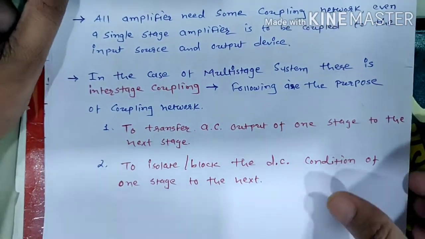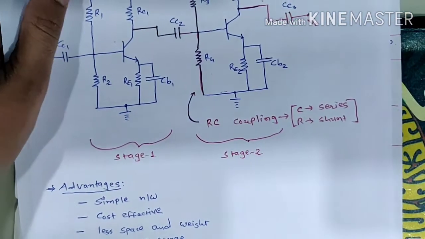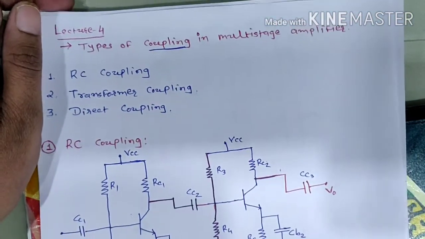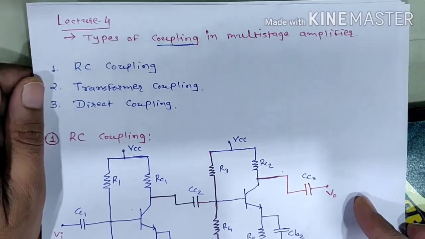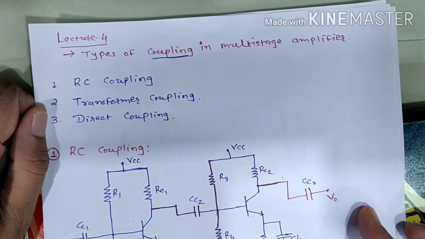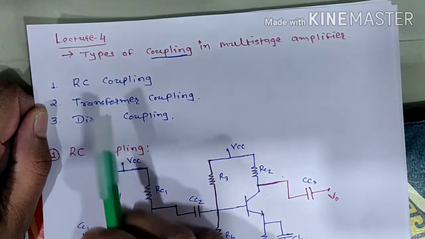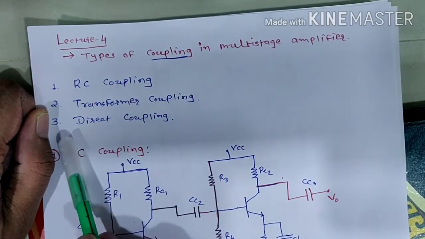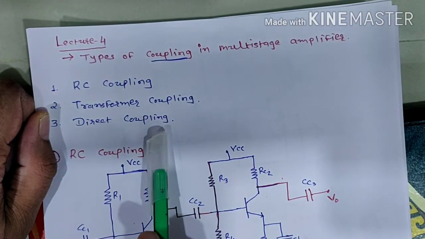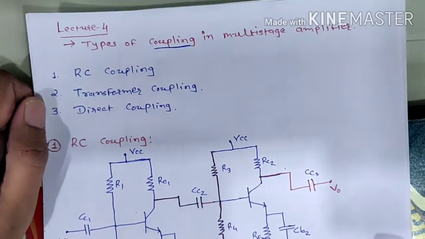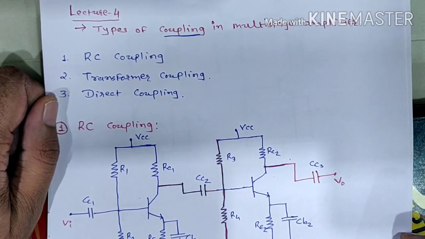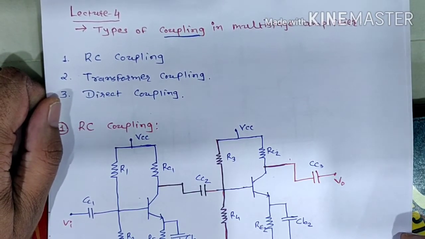Now let us discuss the types of coupling in multi-stage amplifier. There are mainly three types of coupling in a multi-stage amplifier. One is RC coupling, second is transformer coupling, and third is direct coupling. We will discuss the coupling techniques one by one, with their advantages, disadvantages, and circuit diagrams.